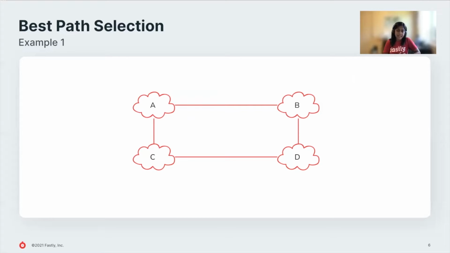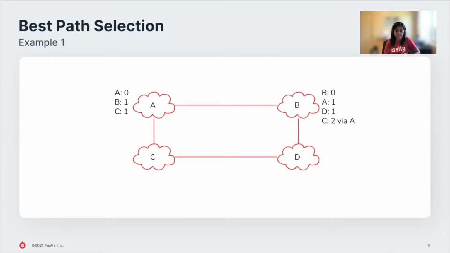So let's say we have a network of autonomous systems, in this case, A, B, C, and D. To start with, A knows that it has a 0-hop path to itself, and it's directly connected to B and C. So in this case, it has a 1-hop path to reach B and a 1-hop path to reach C. So this is what A advertises to its peers. So let's go in a cyclic manner.